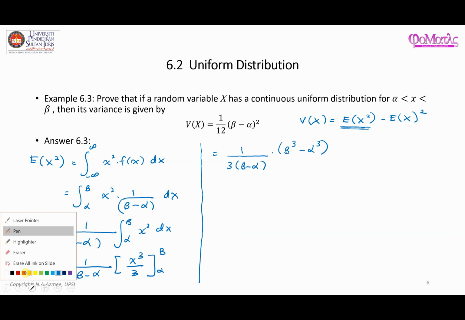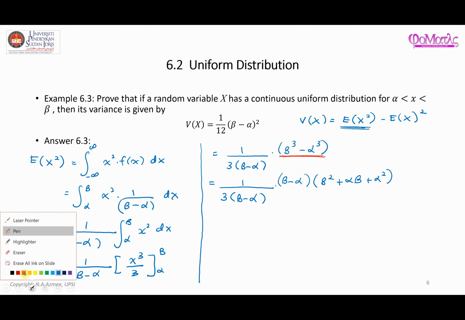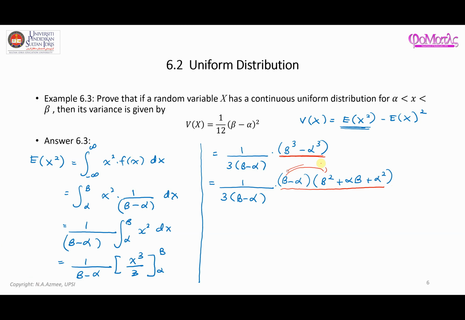So I'm going to rewrite this part here. Let me just write down the result of that. So it becomes 1 over 3 beta minus alpha, and that part here becomes beta minus alpha times beta squared plus alpha beta plus alpha squared. Now you can try and expand this whole thing. You can multiply each of the terms given, and you see that the result is going to be beta cube minus alpha cube. Okay, so we can do that together now.